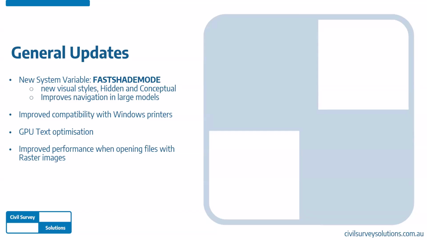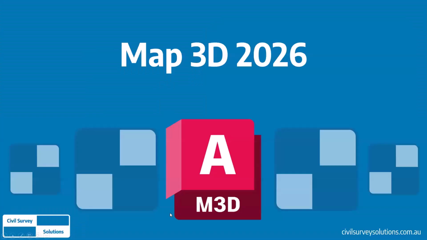They've also improved the compatibility with different Windows printers, improved the GPU text optimization. So texts that aren't necessarily with the English alphabet are displayed better, including languages like Arabic, which read from right to left. And there's also improved the file opening performance by editing the raster image. It now comes in asynchronously, which speeds up that load time. So that's all for AutoCAD. And next we're on to Map 3D.